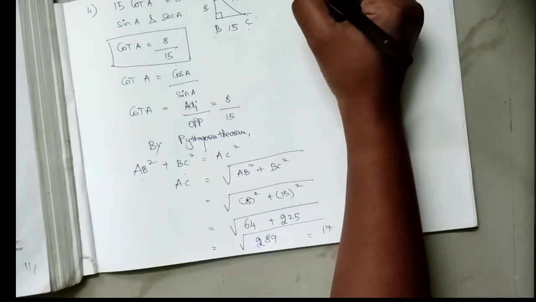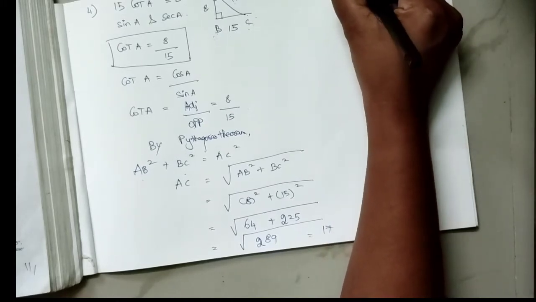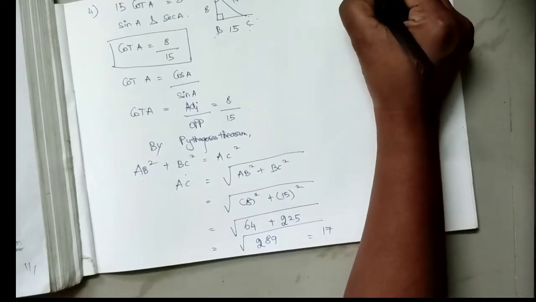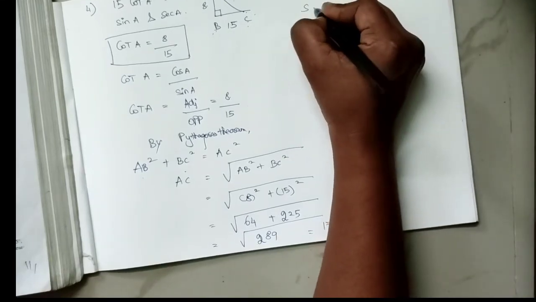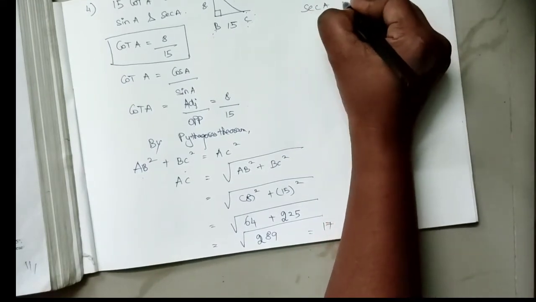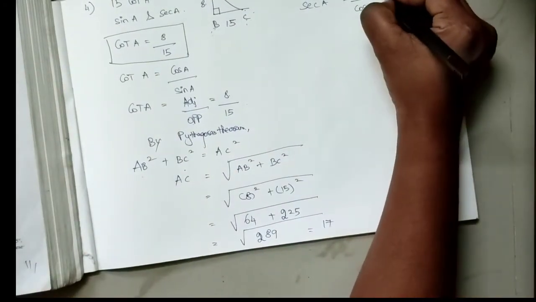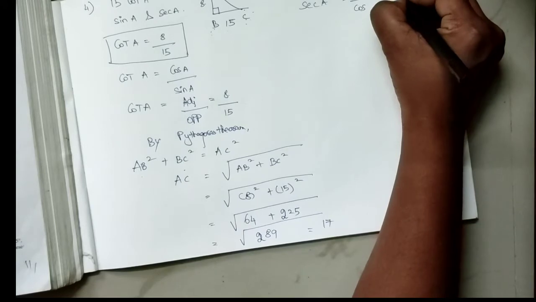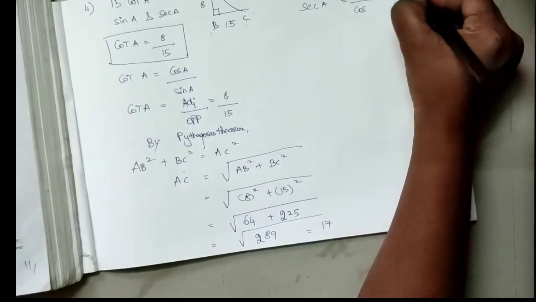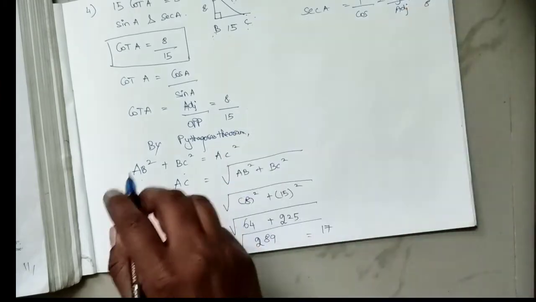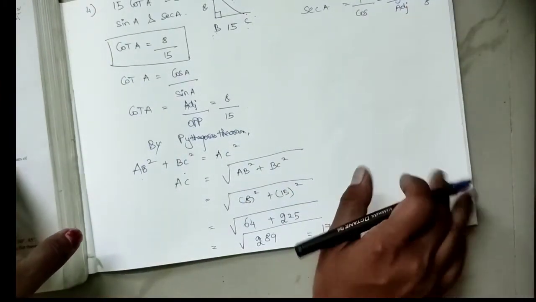And from this we can get sine A, which is nothing but opposite by hypotenuse. So it is going to be 15 divided by 17. And secant A is nothing but 1 by cos, so it is going to be hypotenuse divided by adjacent, so 17 divided by 8. That's it. We got the answers for the 4th one. Moving on to the 5th one.